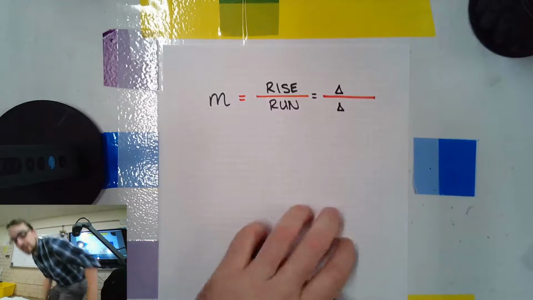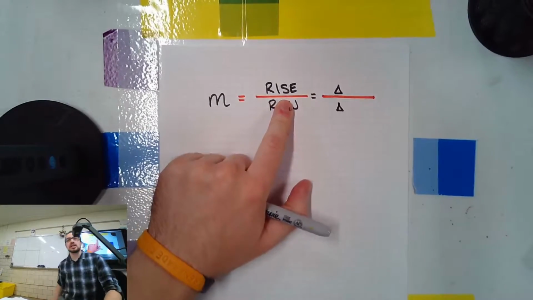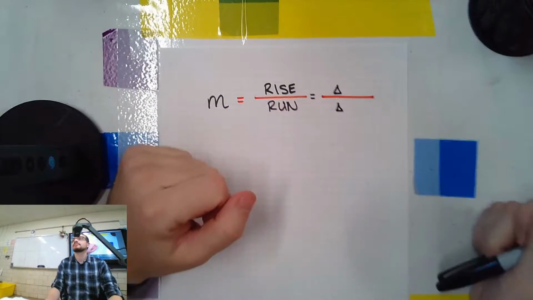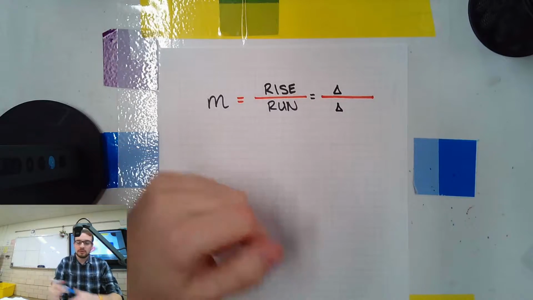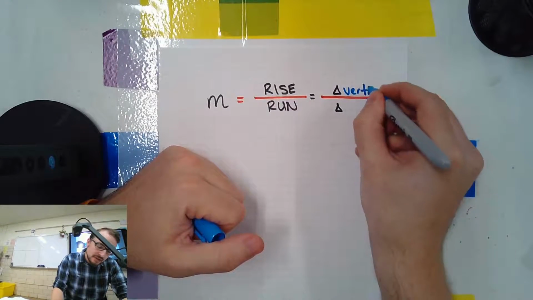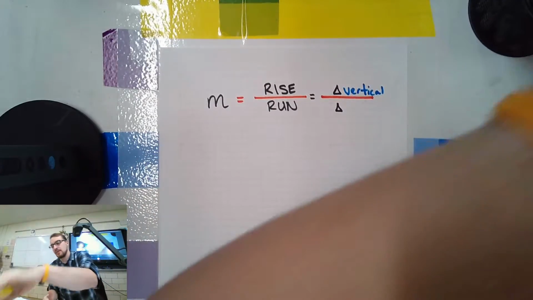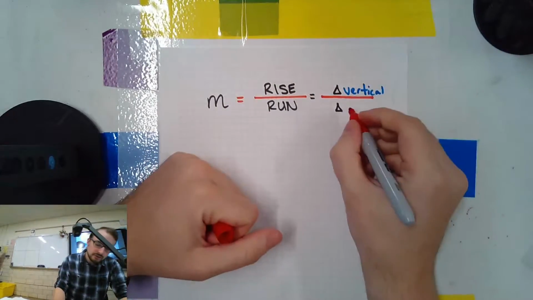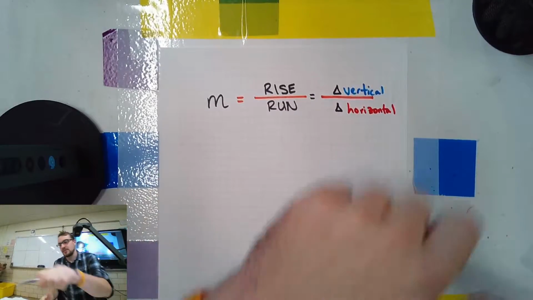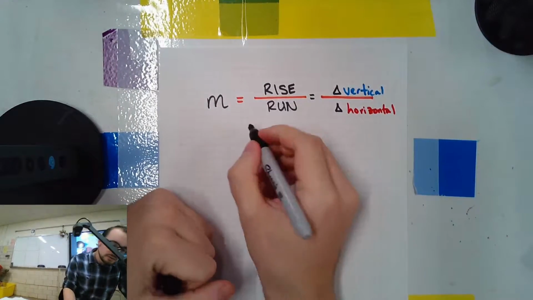So delta means change. The rise is the change. Now, what kind of change is it? What kind of change is the rise? Vertical. Let's just write it like that. We have vertical change. And then we have on the bottom, what do we have? Horizontal change. Good. Now, another way to write that, what variables deal with vertical change?